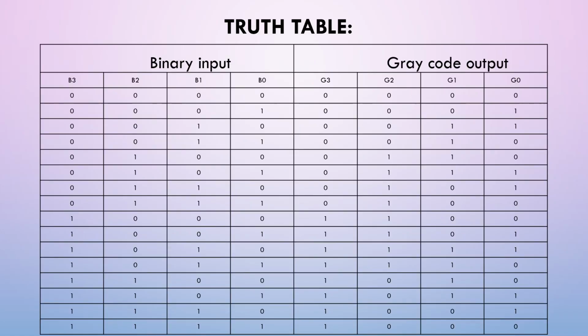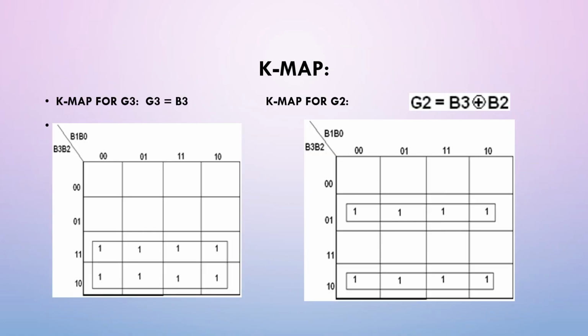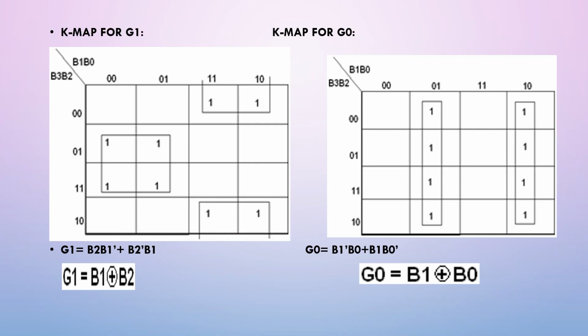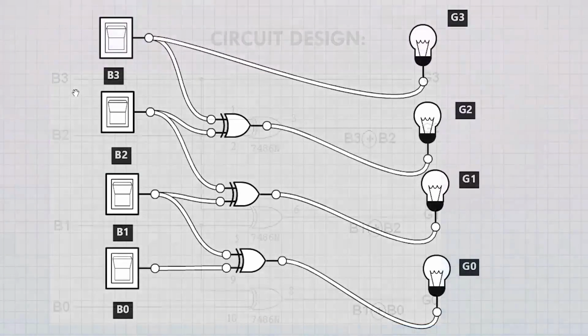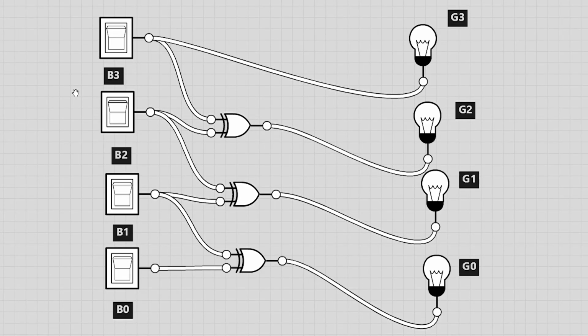And this is the truth table for binary to gray code conversion. Here the inputs are binary and the output will be in the form of gray code. And this is the K-map to convert binary to gray code. And this is the K-map for G0 and G1. And this is the circuit design. Now let's see the simulation for conversion of binary to gray code.